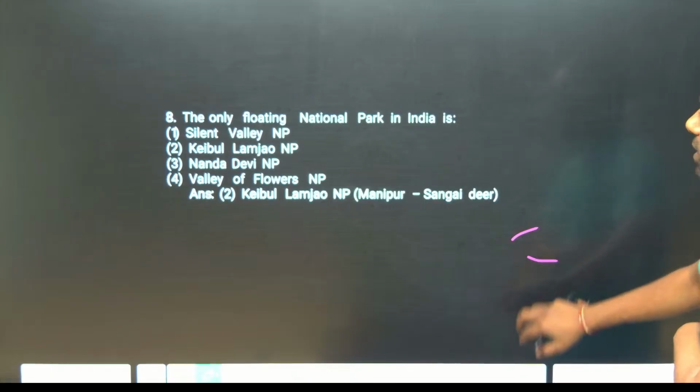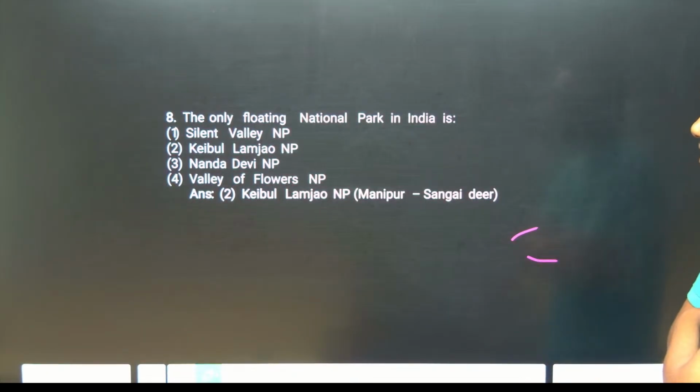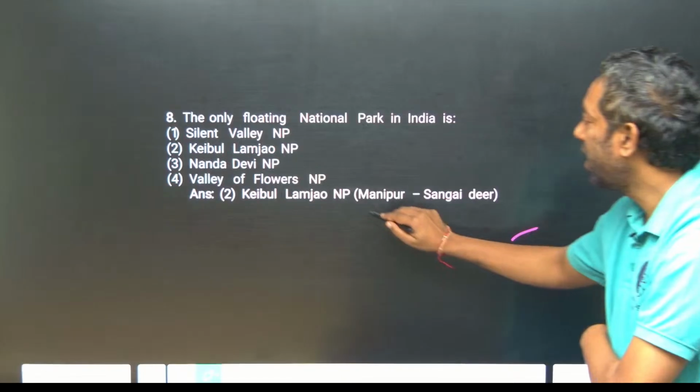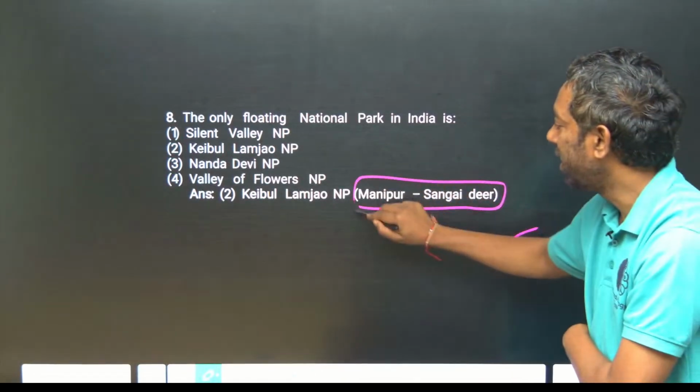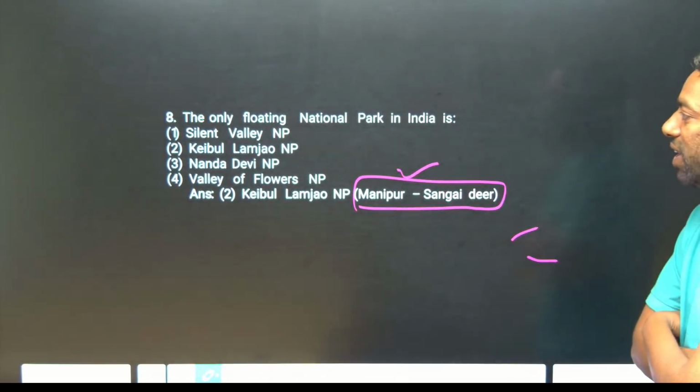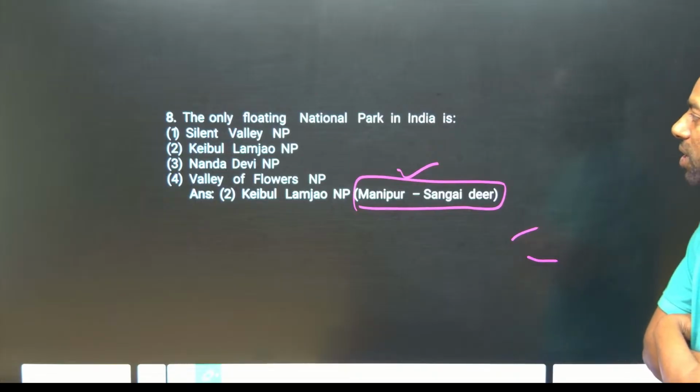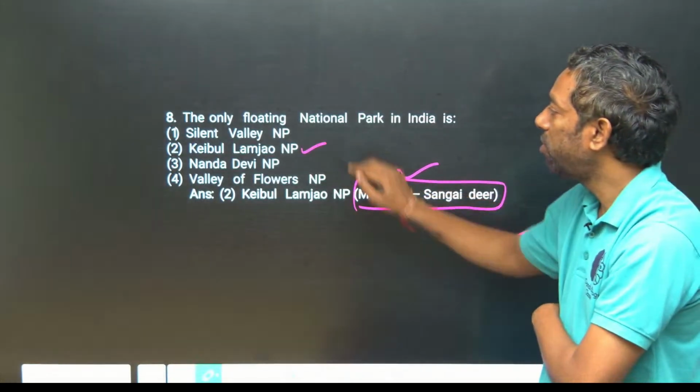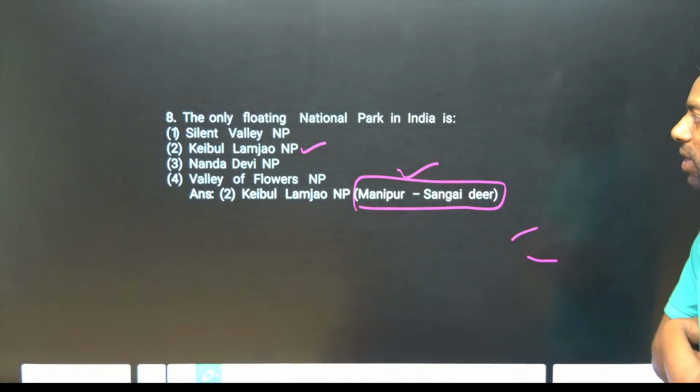Only floating national park in India. This is also important. Shanghai deer, dancing deer. Okay, this is Keibul Lamjao National Park. Yeah, this is most important, guys.